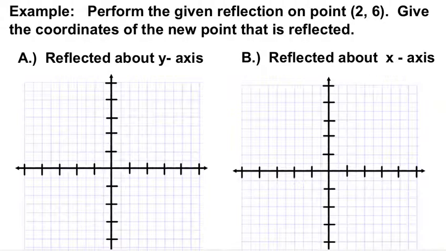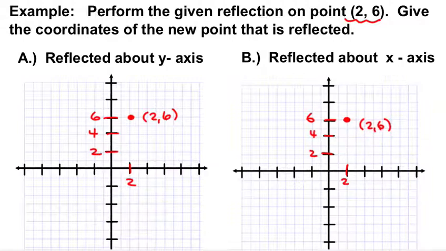All right, so let's go ahead and do an example of this. So you have a point 2, 6. So let's go ahead and graph that. So we'll say this is 2, 2, 4, 6. We want to graph this point. Over 2, up 6. We'll do that on both graphs. All right, make sure you're pausing if this isn't enough time for you.